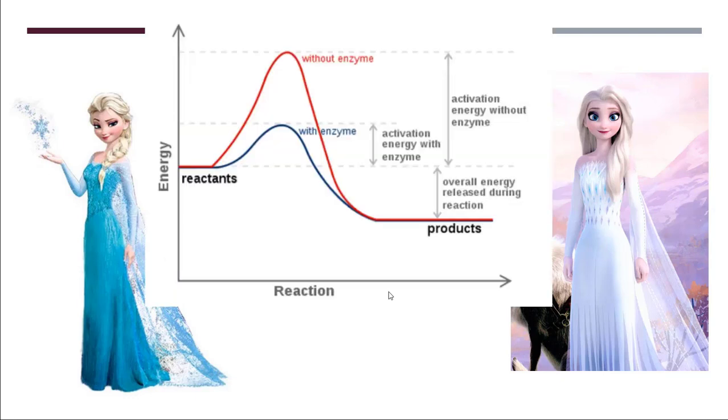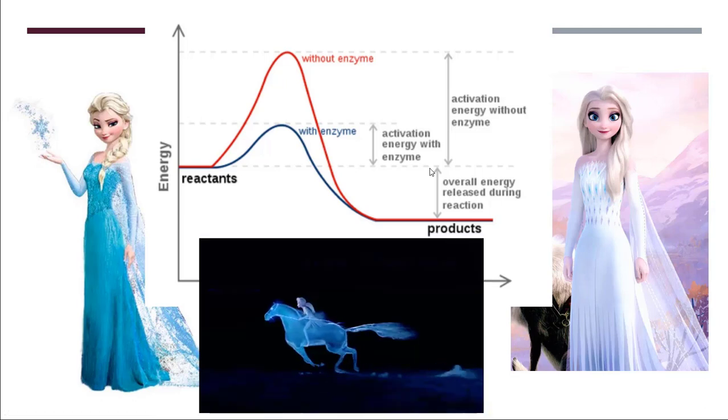Okay, now in this picture, why I put this picture here, because I want to show you that the overall energy release during the reaction without enzyme and with enzyme is the same. So the overall energy release is not changed. They are only changing the activation energy of the reaction. Okay, fine. So this is the enzyme we have here. Elsa is the substrate, the spirit is going on and converting her into the white queen. So bingo, right? You know the mechanism of enzyme.